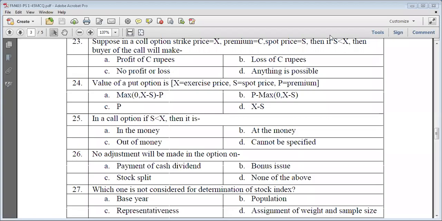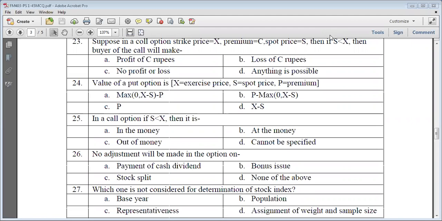Again, we are continuing with our discussion on practice set 1. Already we have covered answers of the first 22 questions. Now we are starting with the answer of question number 23.